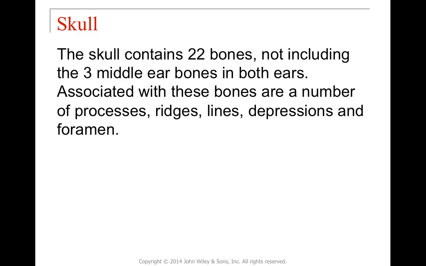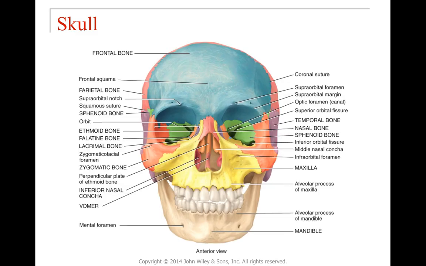And there's a lot of things that are associated with these bones, right? Different things like processes, ridges, depressions, lines, foramen, etc. So let's familiarize yourself with them. I know this is a lot. Don't worry. You're going to see these bones over and over for the rest of the lecture, just from different directions. All right, so we are face on the skull right here.